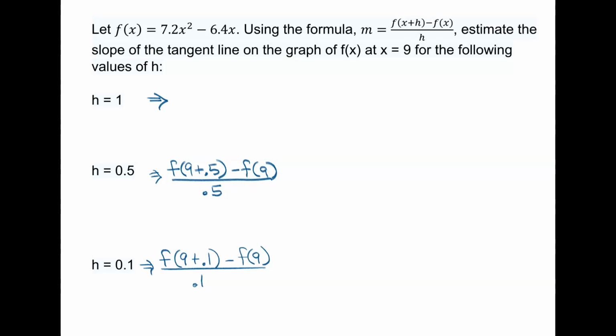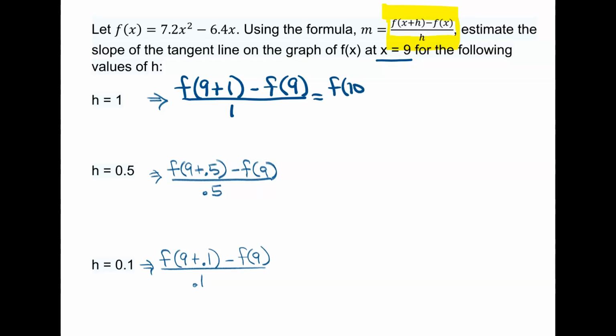So here's how it looks. I've worked a little bit ahead here, but we're going to use our formula. Remember, this is the formula we're plugging into, our difference quotient. Here h is going to be 1, and the x value is always 9. So we have f of x plus h, which is 9 plus 1, minus f of x, where x is 9, then divide by h, which for this part is 1. So we're finding f of 10 minus f of 9, divided by 1.